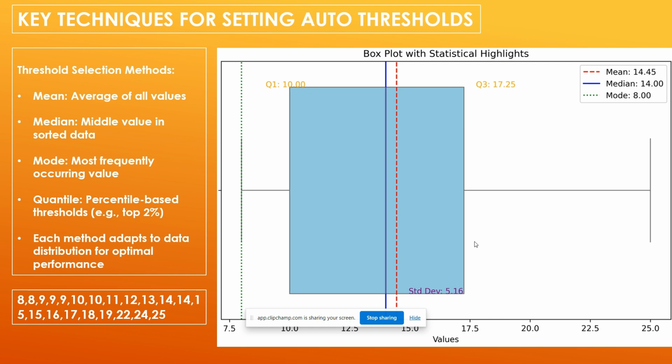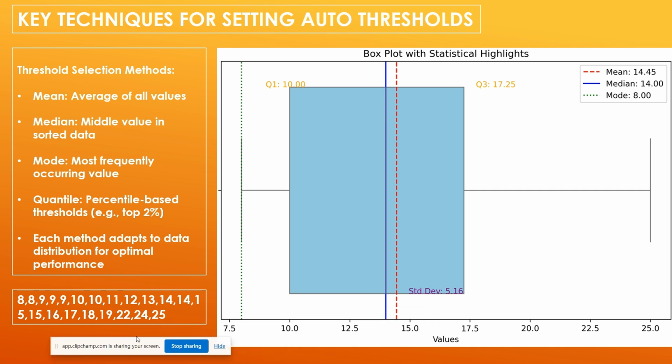Okay, so each method adapts to data distribution for optimal performance, and this is something I have shown in the box plot chart. Let me tell you with examples. Firstly, we will see what the mean is. For the given sample of data, you can see the data in the chart as well. The whole sample data is on the left side of the slide.